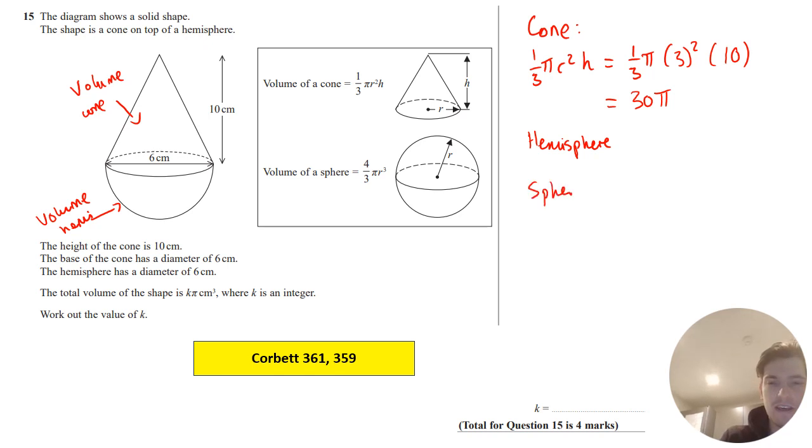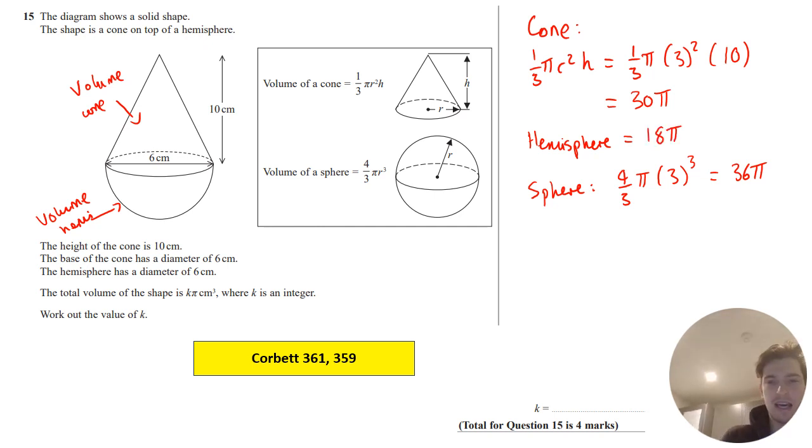So a sphere, 4/3 times pi. Now the radius is not 6, it's 3. Now, 3 cubed, 3 times 3 times 3 is 27. 27 divided by 3 is 9. 9 times 4 is 36. So the hemisphere is going to be half that. Half of 36 pi is going to be 18 pi.